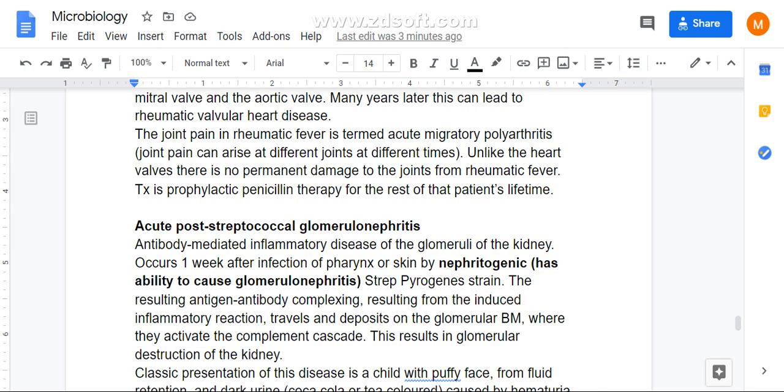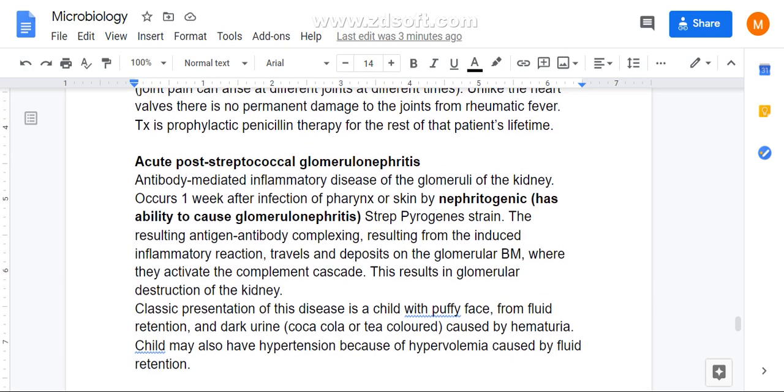Okay, so the resulting antigen-antibody complex induces an inflammatory reaction. This antigen-antibody complex travels and deposits on the glomerular basement membrane, where it can activate the complement cascade, and this can result in glomerular destruction of the kidney, right? Because remember, if it lodges in the basement membrane and triggers the reaction, the white blood cells are going to swarm to your glomerular basement membrane and try to fight that antibody-antigen complex, and in trying to fight that complex, they end up damaging the glomerular basement membrane and causing kidney disease.